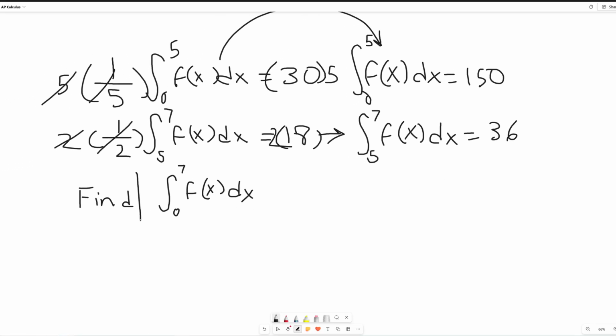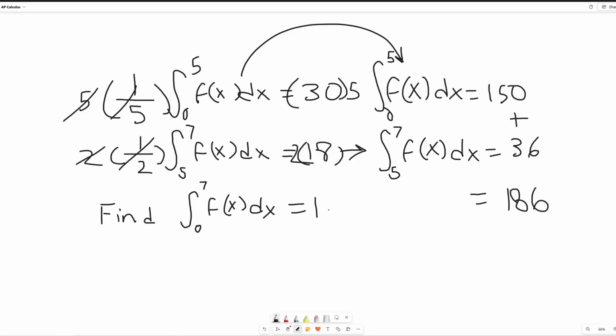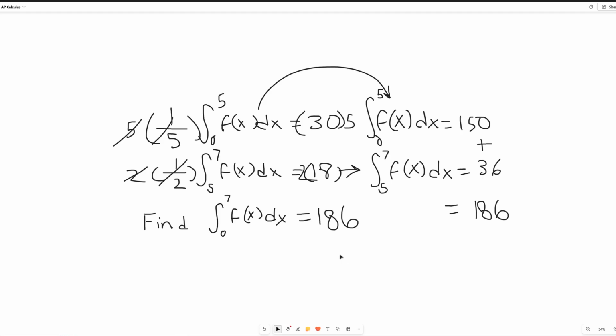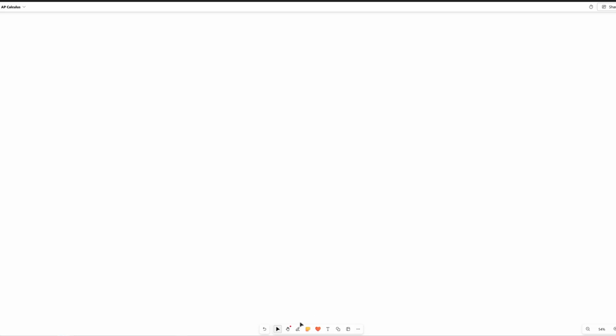Now, to find the integral from 0 to 7 of f of x, well, now we just add these together. We get 186, and that will be our answer. So, there will usually be one average value question on the BC test and AB, and it is important to know that you can convert an average value expression into an area under the curve expression, and vice versa, by just taking your area under the curve and dividing it by the interval. So that is average value.